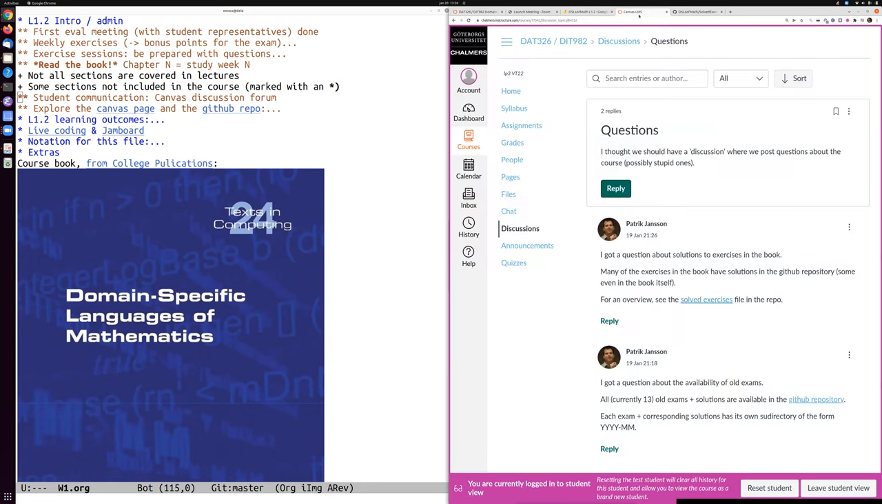There was also a question about availability of old exams, and all currently 13 old exams plus solutions are available also in the GitHub repository. So there is plenty of material to practice on in preparation for the exam. They are in subdirectories named from the year and the month of the exam. So usually 03 for the main exam and 08 for the re-exam.